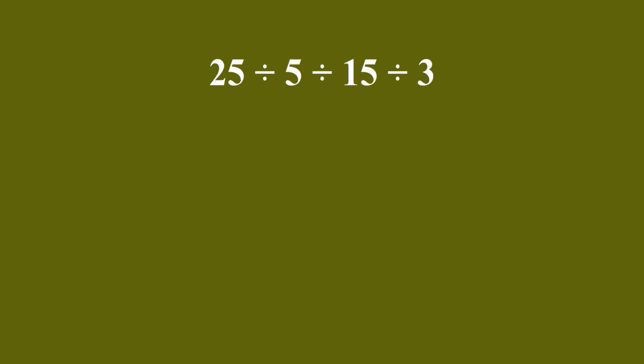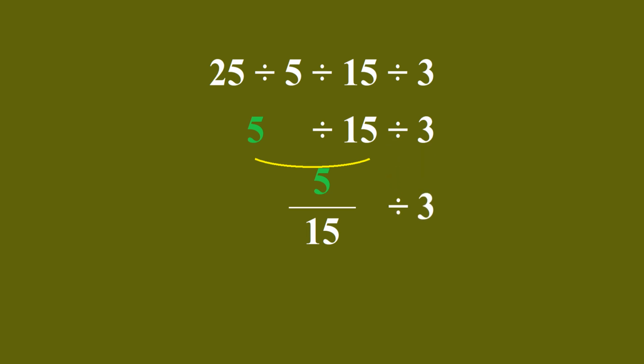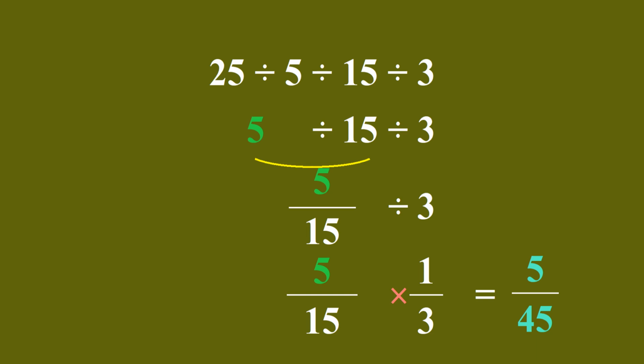So we have first this division, 25 divided by 5 equals 5. So we have 5 divided by 15 divided by 3, and we can write this part as 5 over 15 divided by 3. So we must keep the first fraction 5 over 15 and change division to multiplication times. Then flip the second fraction 1 over 3, which equals 5 over 45. And this is our final answer for this problem.